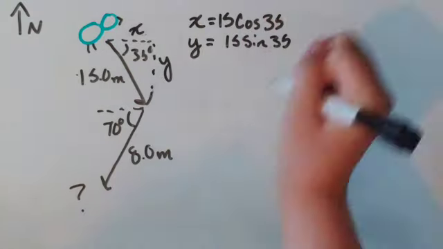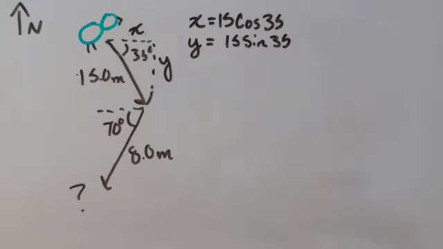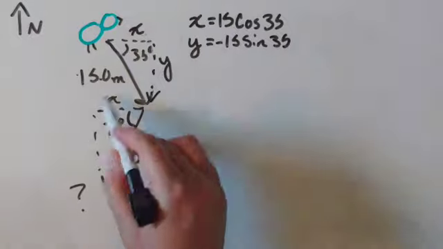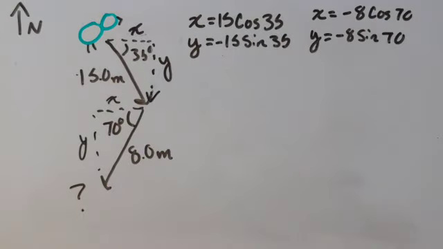We can then also say that the y vector is 15 times the sine of 35. But it's important to notice that this component is pointing down, and since I like directions up and right to be positive, we'll put a negative sign on anything that's down or to the left. We can do the same process to our second vector, and now we're ready to add the two to each other.